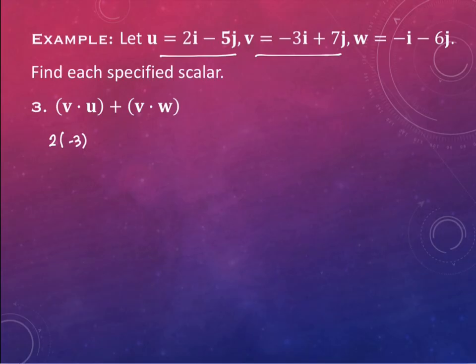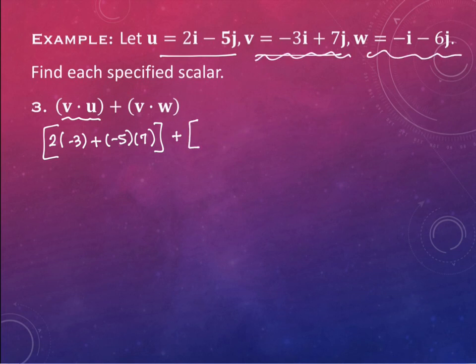We already did this before, but I'll write it in. Plus, and then u is -5, and the v is 7. So all of that is this first piece. Plus, and then I'm going to do v and w. So I have that same -3 showing up again, but now I have a -1 because that's the i component here, right? And I have the j component, which is 7, and the j component on the other one, which is -6. Okay, everybody good? Did I get all the pieces in there, look okay?